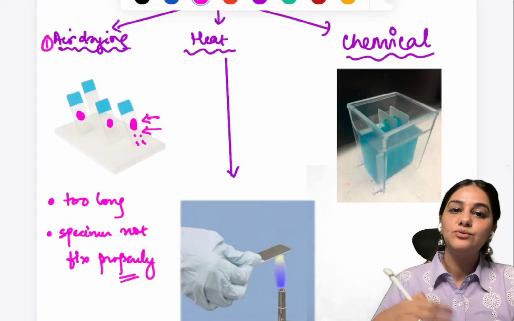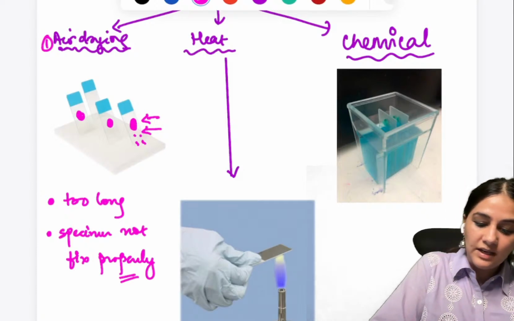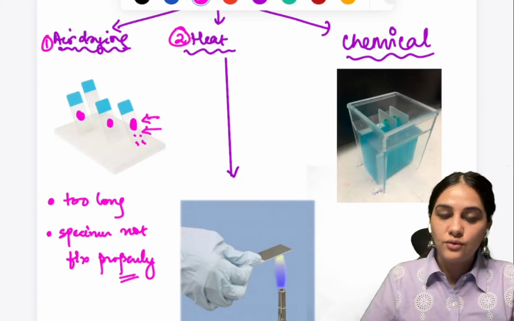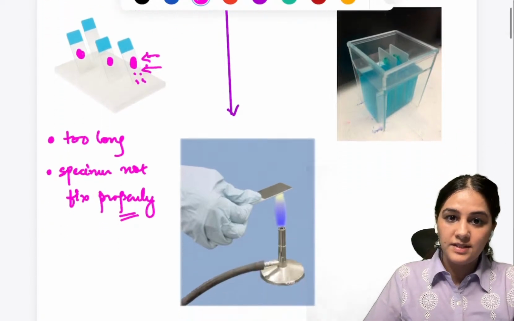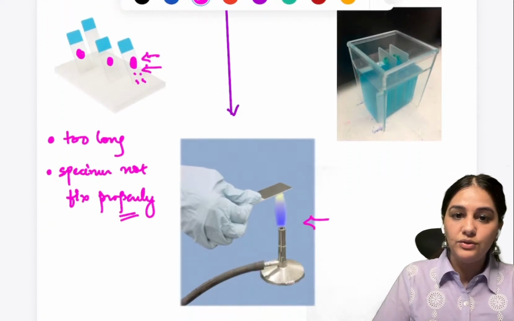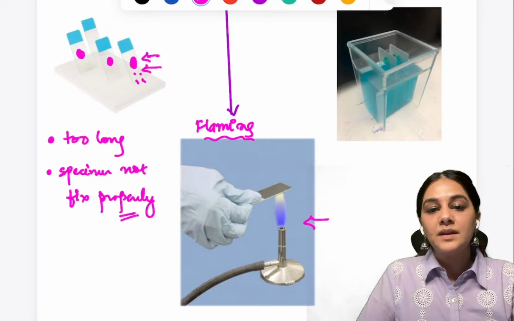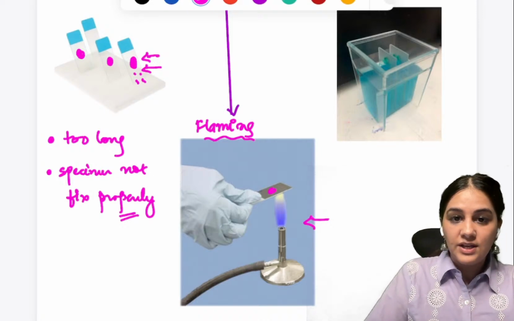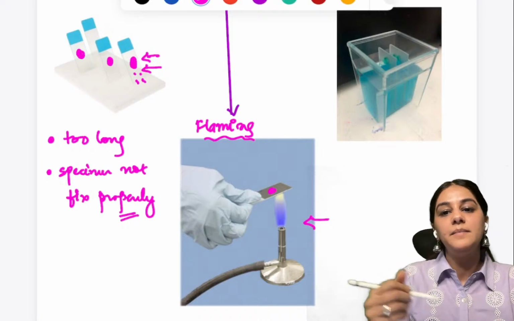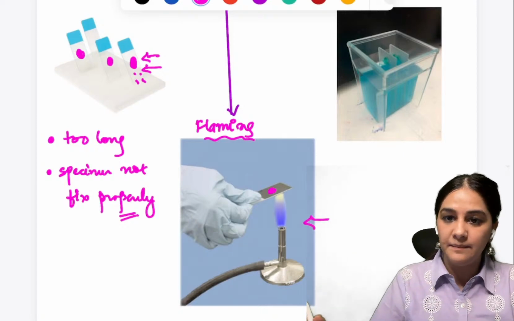So then we devised two different methods, the second one being heat. So what do you see here? This thing right here, what do you see? This is known as flaming. So what are we doing here in flaming? We are taking the slide which has the smear on it and we pass it 2-3 times over the flame.